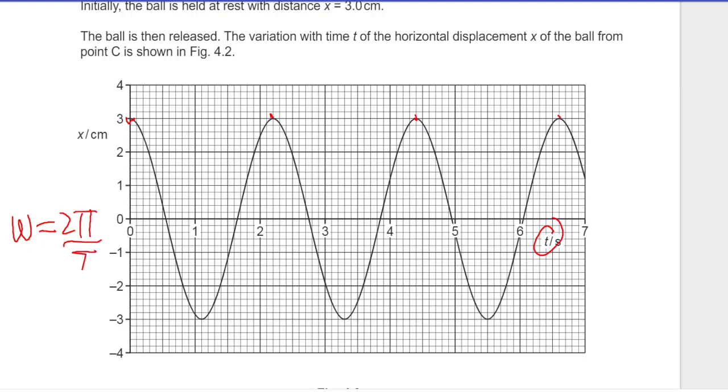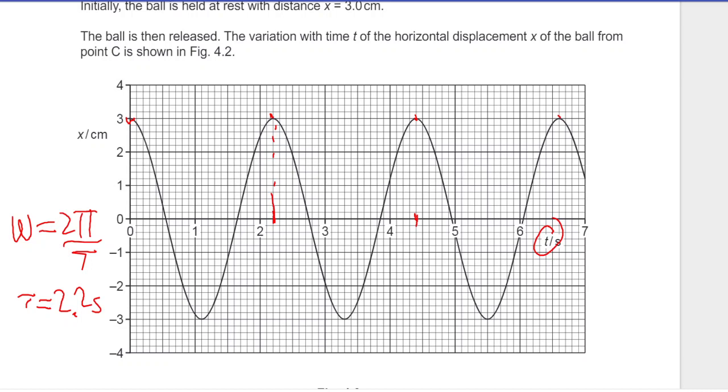Now, up to there is a period, which is about 2.2. We can verify it by looking at the next one. Up to there it will be 4.4. So from there to there is 2.2, which means our period is 2.2 seconds.